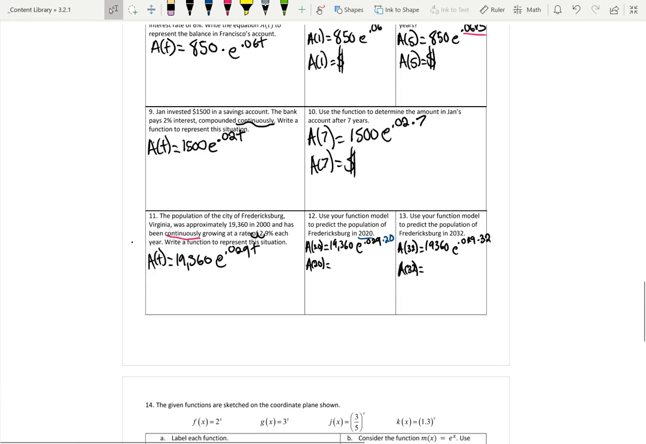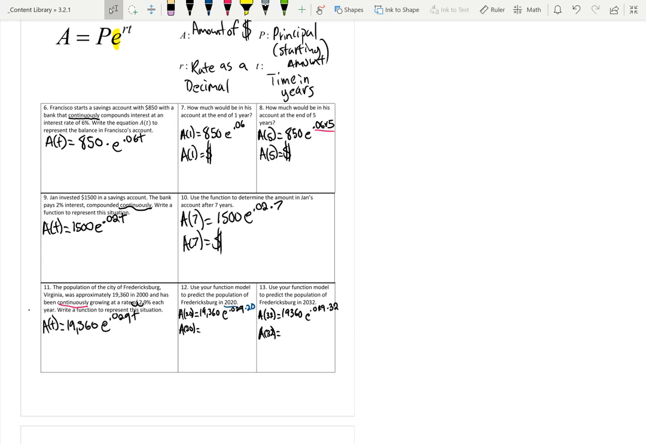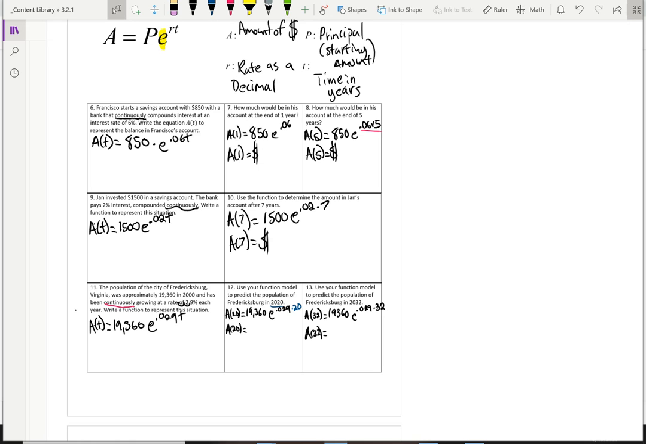That's it for now. PERT, basically look for continuously compounding, and that's going to be a sign that you've got to use this formula. That's it for now.